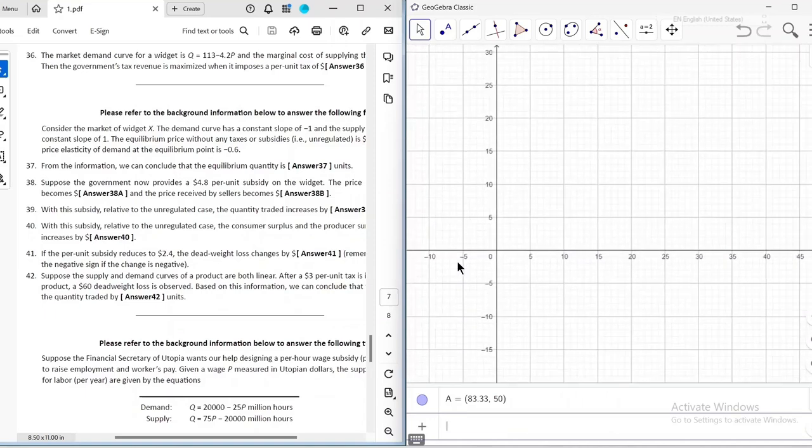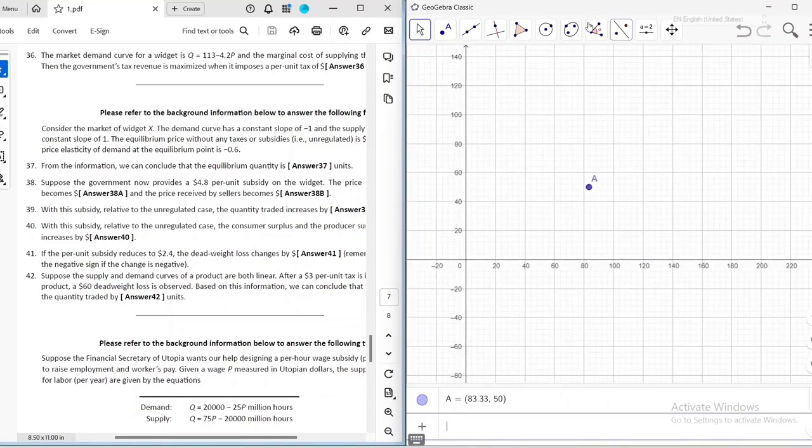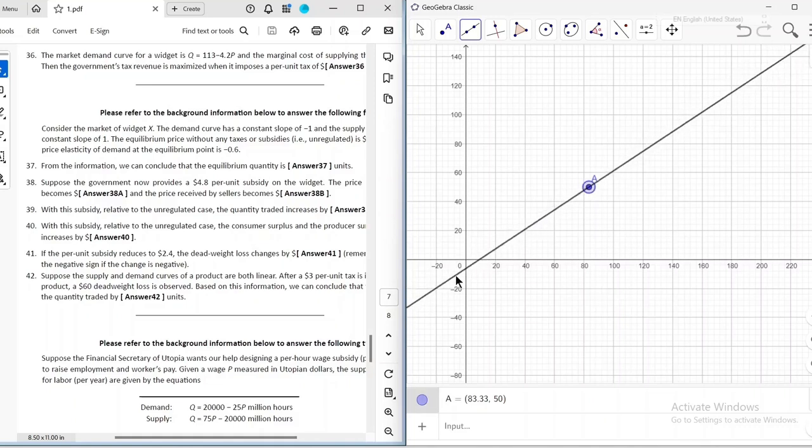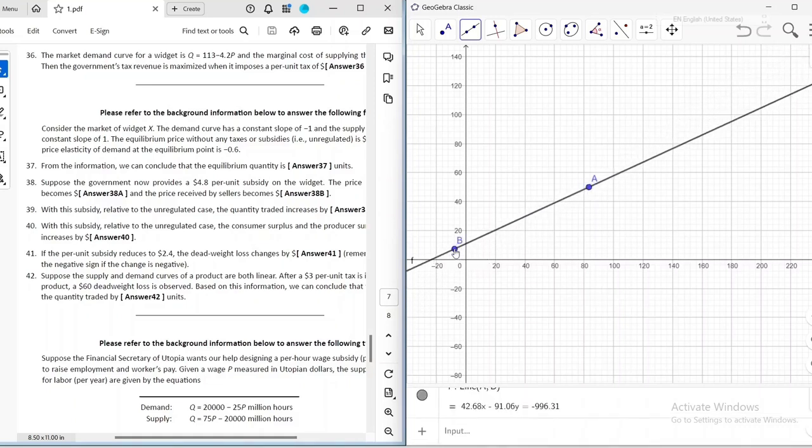Okay, so let's see where the point is on the graph. Now I'm drawing an arbitrary supply curve passing through this point, but I need to make sure that the slope of the supply curve is 1. So I need to adjust that curve. I need to shift that curve a little bit so that the slope becomes 1. So first let me draw a random one. Let's say this is the supply curve. Now I need to move this curve.